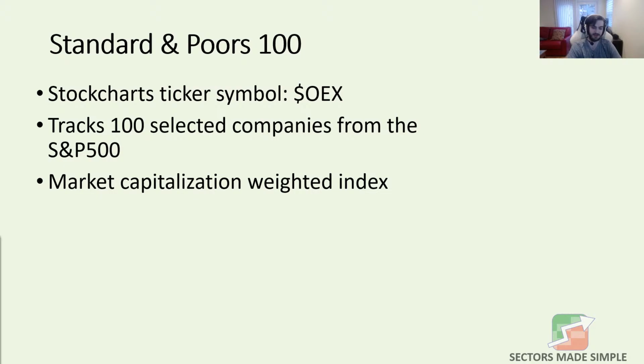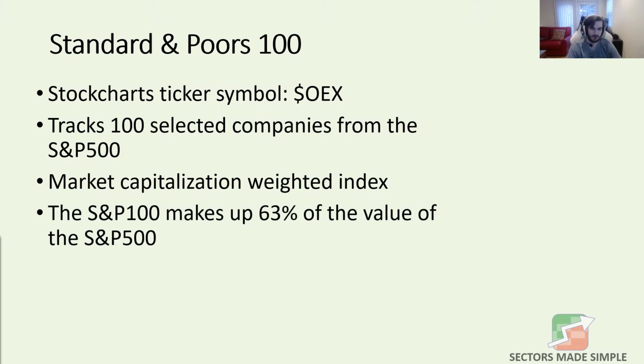The same thing happens in stocks, where the S&P 500 is the 500 largest companies in the U.S. exchanges. But the S&P 100, so 100 of those 500, is 63% of the value of the entire S&P 500. So almost 2/3 of the value of the S&P 500 is in the 100 largest companies alone.